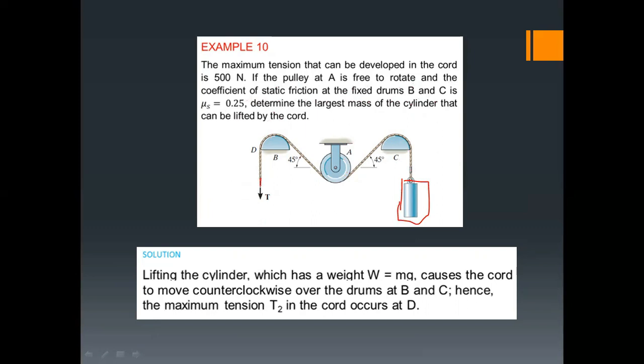Okay? So, ito yung tension natin na kung saan yung force na kaya niya. Dito, lifting the cylinder, which has a weight of simpleng mass times gravity lang, causes the cord to move counterclockwise over the drum at B and C. So, sa B and C natin, meron tayong pulley na A. Hence, the maximum tension T2 in the cord occurs at B.